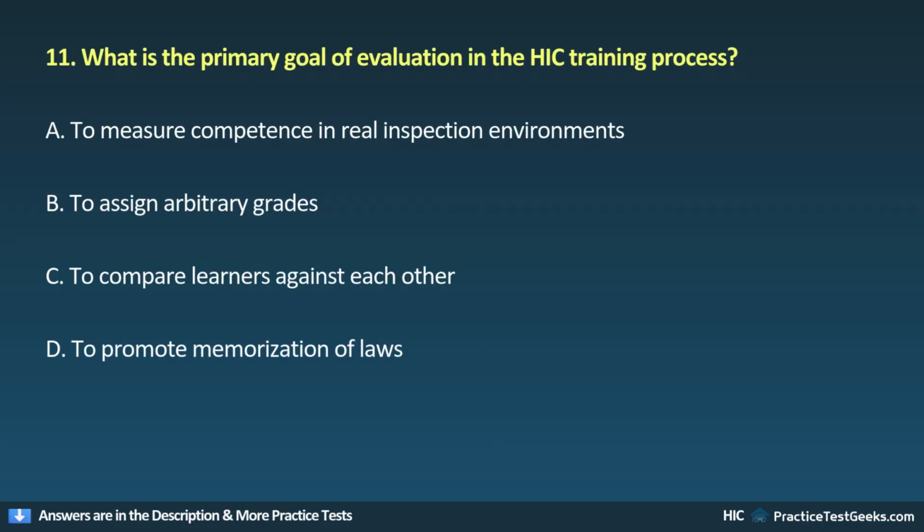11. What is the primary goal of evaluation in the HIC training process? A. To measure competence in real inspection environments. B. To assign arbitrary grades. C. To compare learners against each other. D. To promote memorization of laws.